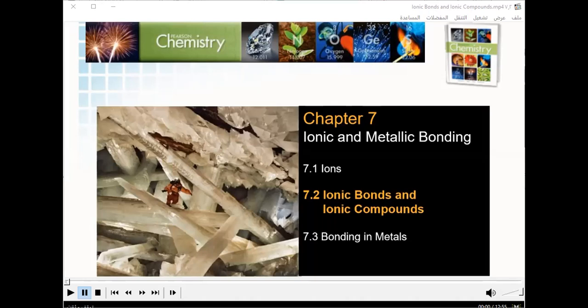Ionic bond is a compound. Ionic. Yes, cations and anions. I asked you to define ionic compound. An ionic compound is a compound composed of cations and anions. Who can repeat the answer? Badran, define ionic compound.